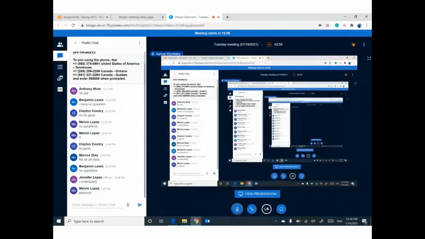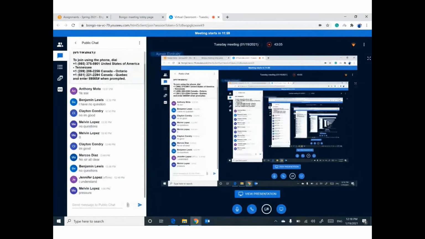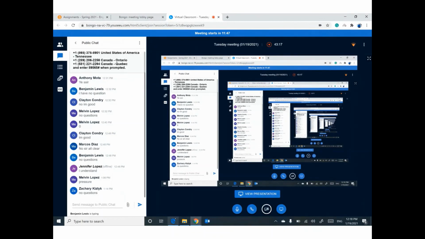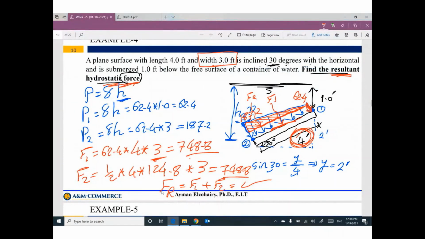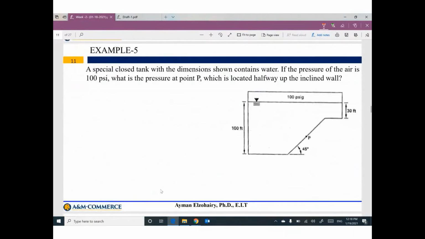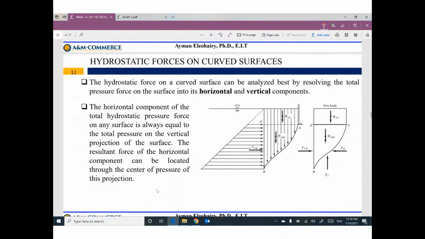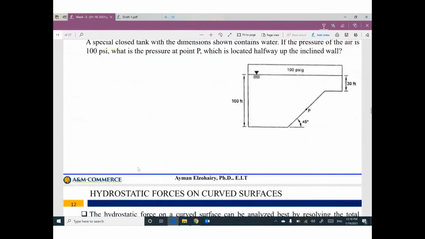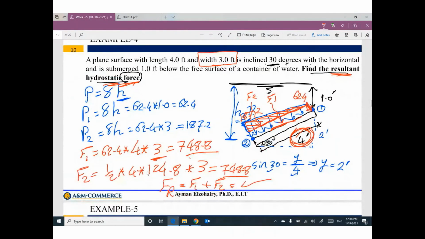Any question? Guys, do you have any question? Okay, I will stop here. Next time, I will go through example number 5, and then what will happen if you have a curved surface. What is the difference? But let me stop here at example number 4 and see you on Thursday.